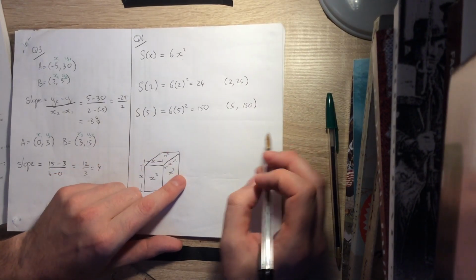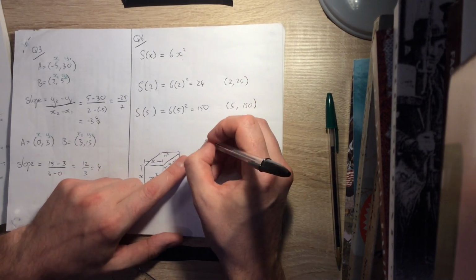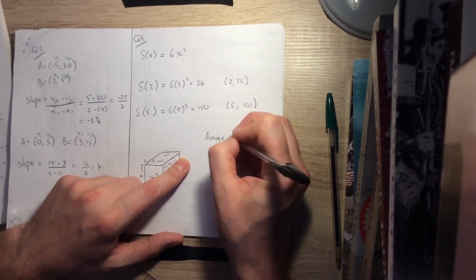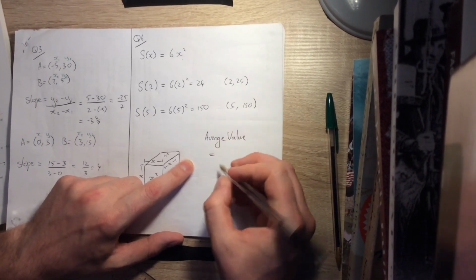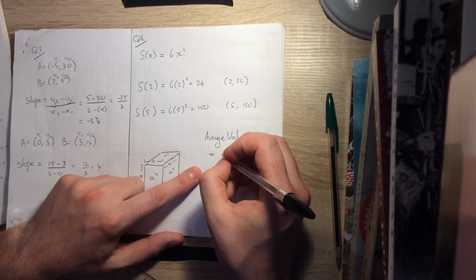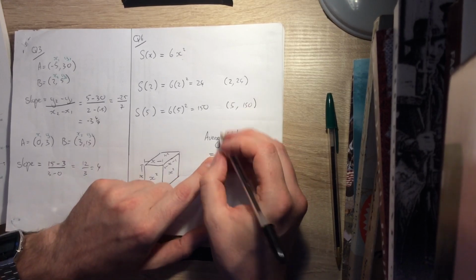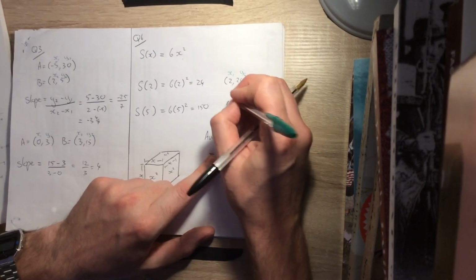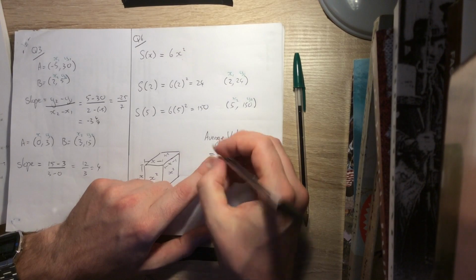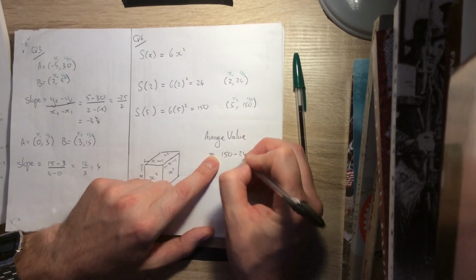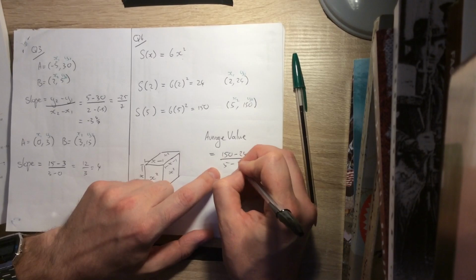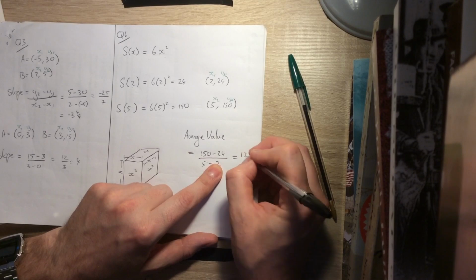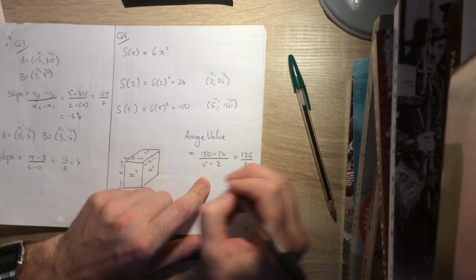So for our cube, we can say the average value is going to be the slope. It's going to be y2 minus y1 over x2 minus x1. So let's label this x1, y1, x2, y2, and it's going to be 150 take away 24 over 5 take away 2, and that is going to be 126 divided by 3, which is 42.